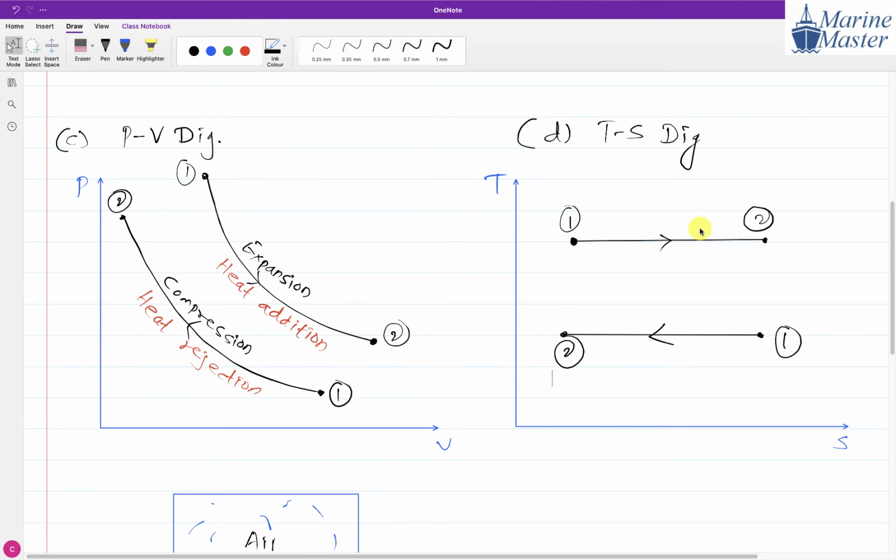Temperature and entropy are not the same. Remember one point: these are two different things. When entropy is going to increase, temperature and entropy don't have anything to do with each other.